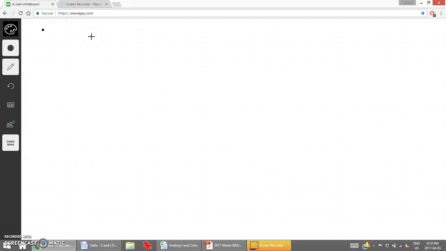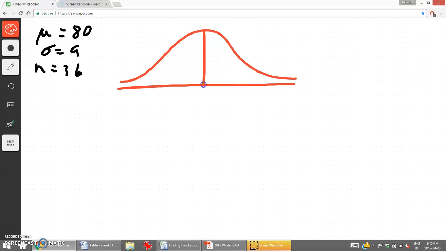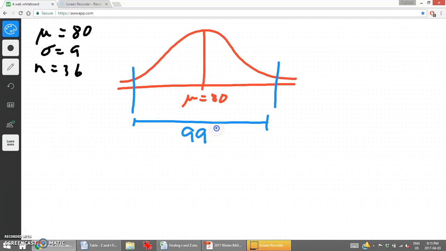So let's write down what we know. The average equals 80, standard deviation equals 9, sample size is 36, and if we were to draw this out, we get a normal distribution. The average being 80, we want to find the interval that contains 99% of all possible sample means. So the interval is going to be 99% of this distribution, most of it, so let's draw it there. From there to there is 99%.